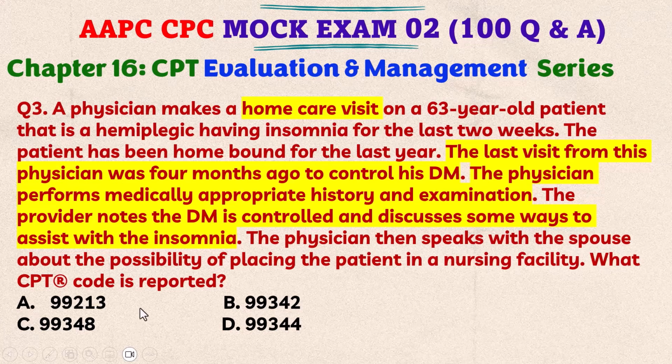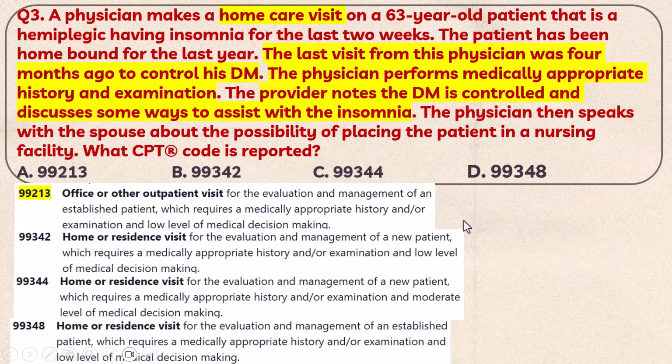Once you look at the answers, all answers are relatively adjacent codes, so you can use the elimination method for the exam purpose. Once you go to the code, 99213 is office or other outpatient visit, so that is not possible here. It's a home care visit. 99342 is home or residence visit for evaluation and management of a new patient, but here is an established patient, so that is not suitable.